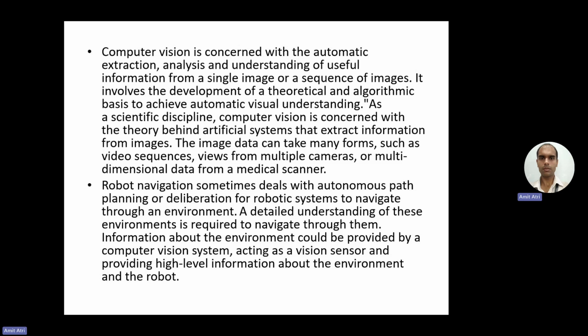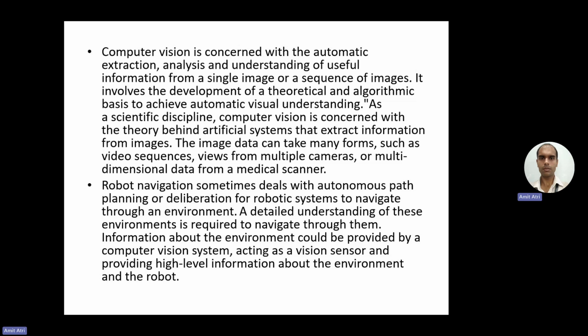As a scientific discipline, computer vision is concerned with the theory behind artificial systems that extract information from images. The data can take many forms. As we just discussed, there could be video sequences, we can obtain different views from cameras, or multi-dimensional data from a medical scanner.